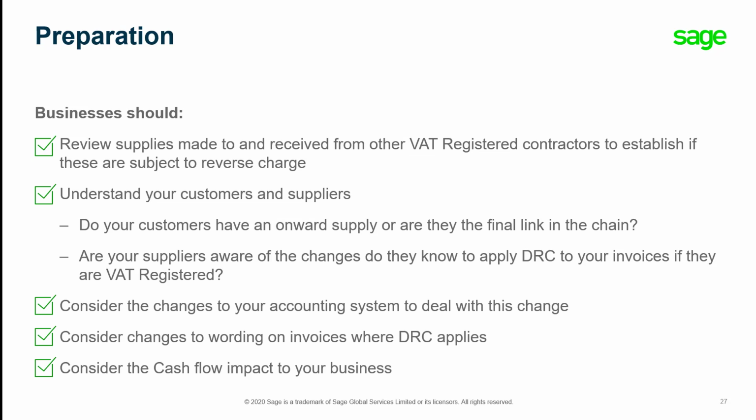First, review supplies made to and received from other VAT registered contractors to establish if these are subject to reverse charge. Second, understand your customers and suppliers. Do your customers have an onward supply, or are they the final link in the chain? Are your suppliers aware that they need to know how to apply domestic reverse charge to your invoices if they're VAT registered? Consider the changes to your accounting system to deal with this change. And consider the changes to the wording on your invoices where domestic reverse charge applies. And finally, consider the cash flow impact to your business.